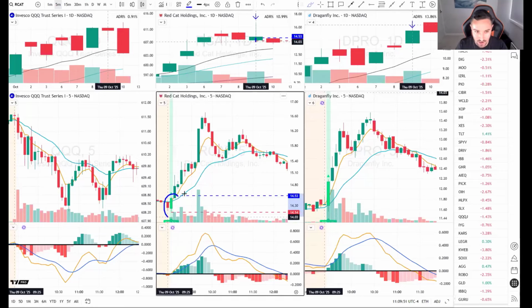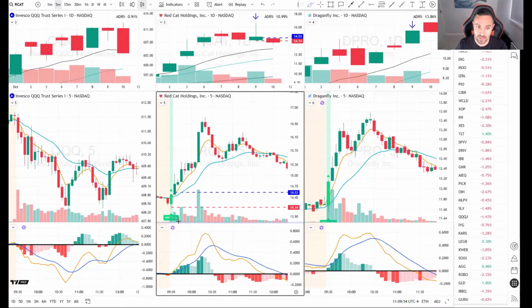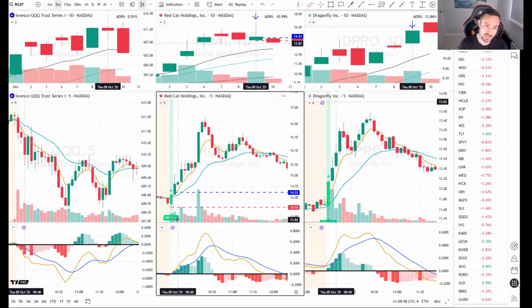So take a look here. RCAT yesterday, okay, and also the R volume, so the true R volume was only 0.3 versus the prior 20 sessions at that time period, 9:30 to 9:35 Eastern time. So this goes to show you do not need mega volume on a 5-minute ORB.